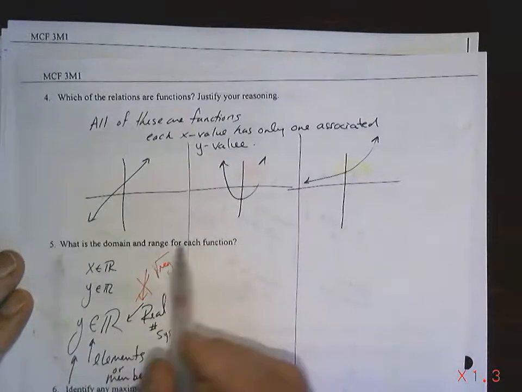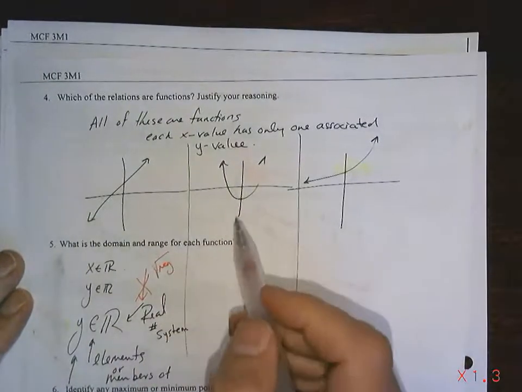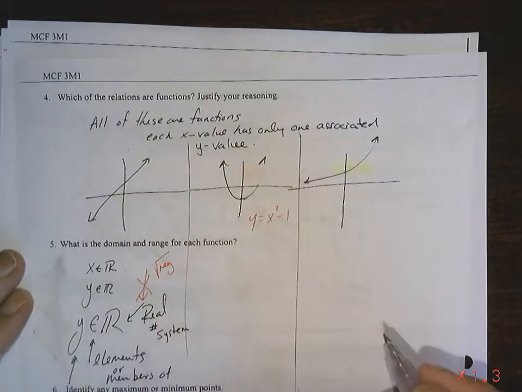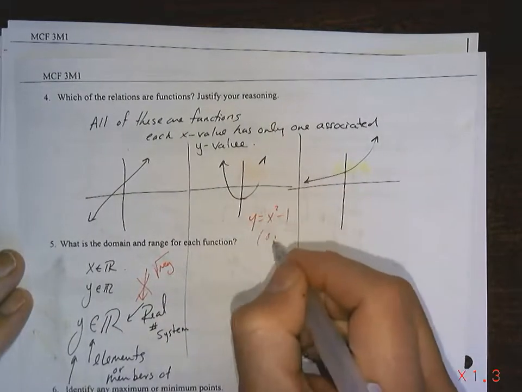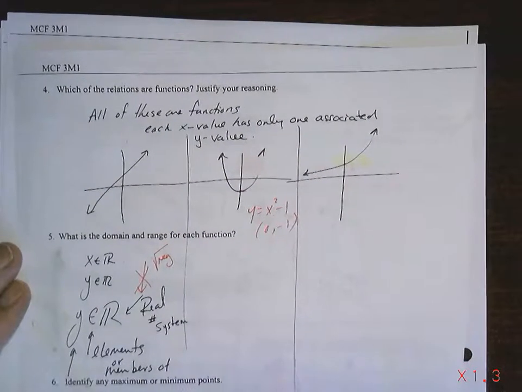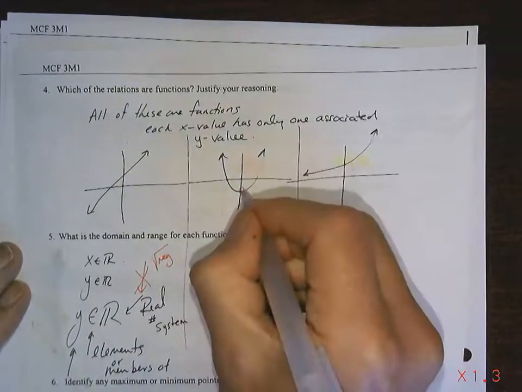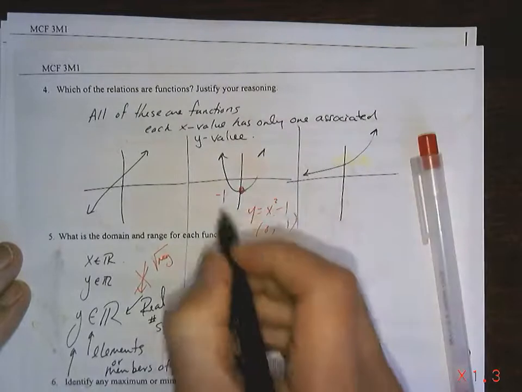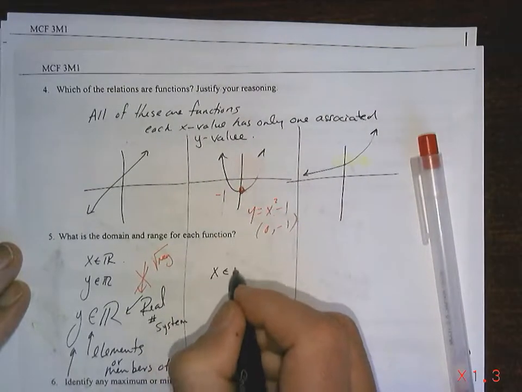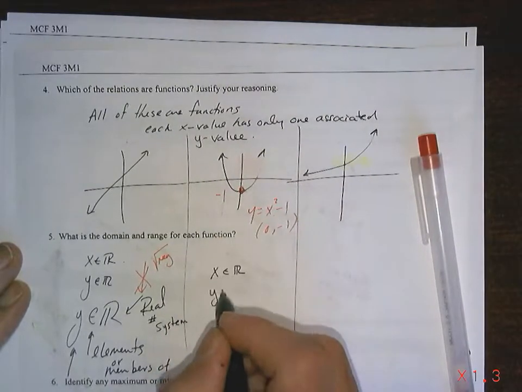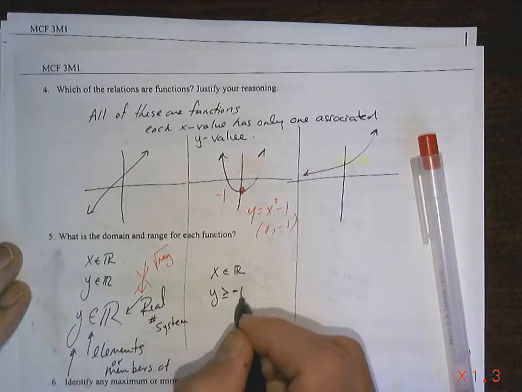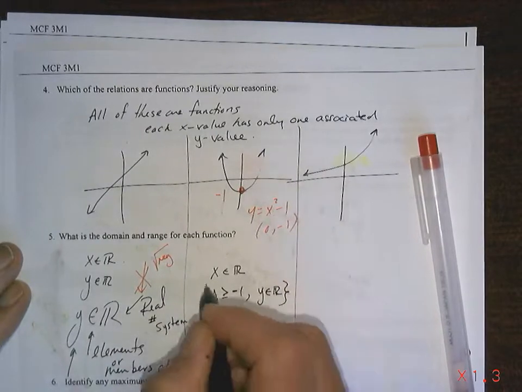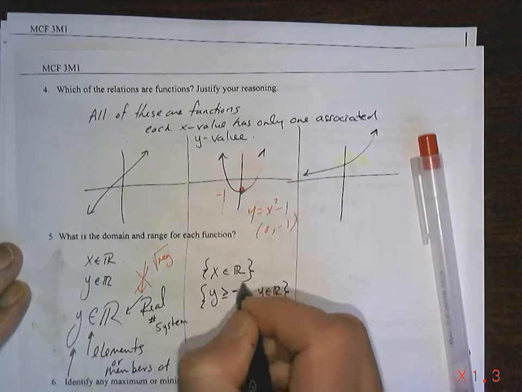Okay, so what's happening over here? What's the domain and range for this puppy? Well, I remember the equation was y equals x squared minus 1. I know that this has a vertex of (0, -1), and you should know that too, which means I've got a minimum value here of negative 1. So when I look at domain and range, x can be anything, and y needs to be greater than or equal to negative 1, and it can be anything after that. And we really should be putting in these special little brackets.